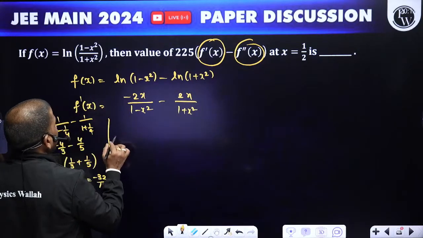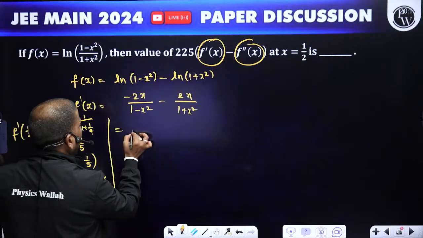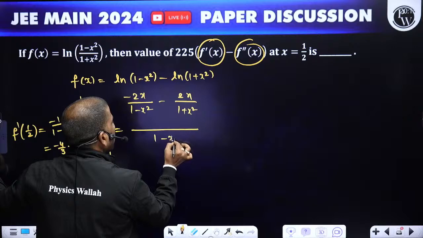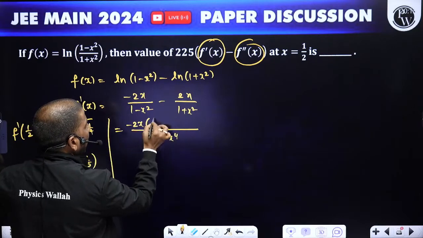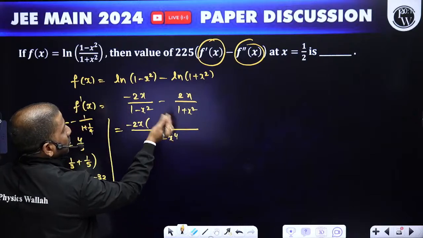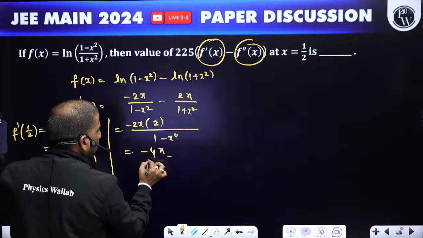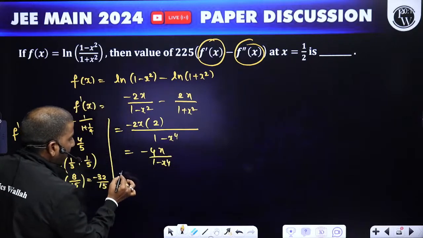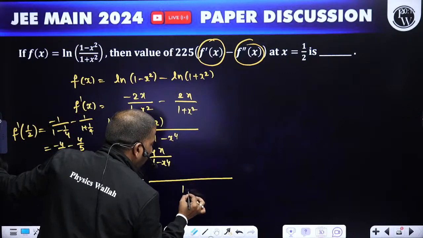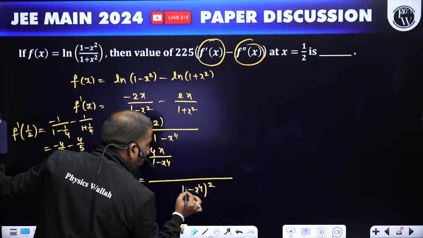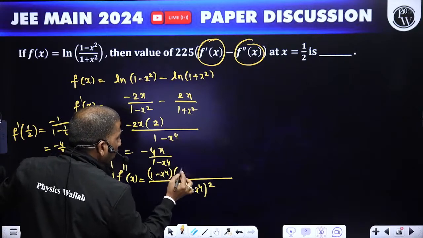Anyway, you can make it. So what I will do here: 1 plus x square, 1 minus x square. If I take the LCM, this will be 1 minus x power 4. Taking minus 2x, 1 plus x square plus 1 minus x square is nothing but 2. So that is minus 4x by 1 minus x power 4. Then it is so simple to write the second derivative, u by v formula: (1 minus x power 4) whole square, (1 minus x power 4) into minus 4.